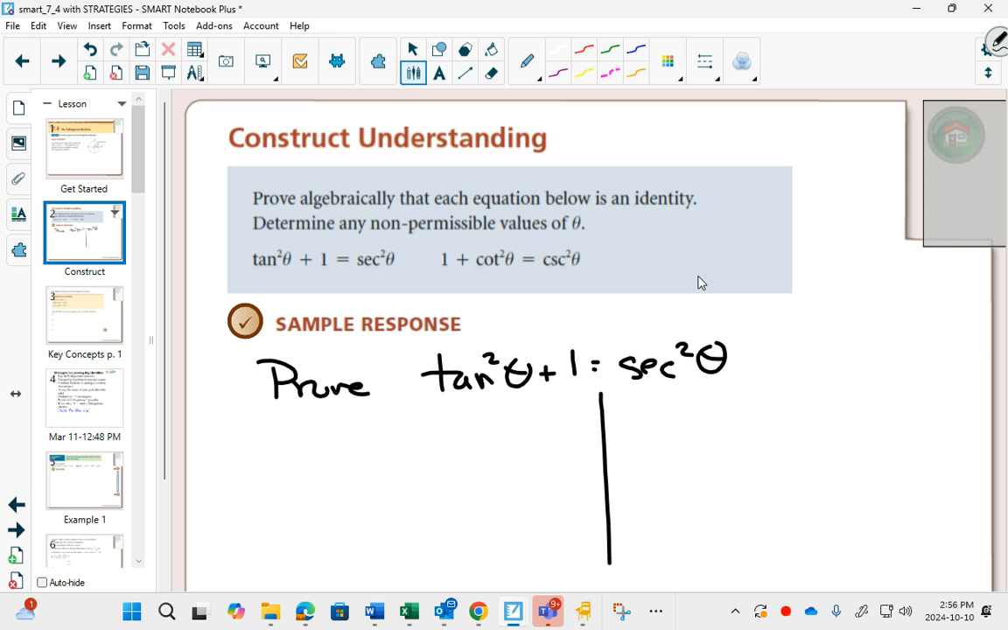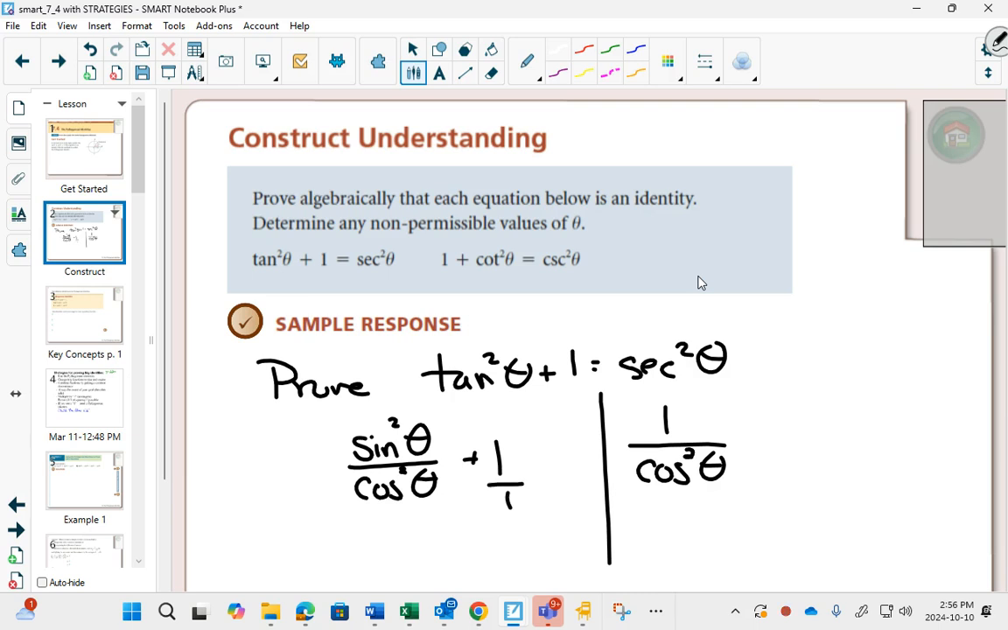So our very first strategy is, can you change things to sine and cos and get a single fraction on both sides? Now, if tan of theta is sine of theta over cos of theta, then tan squared of theta is sine squared of theta over cos squared of theta. And if secant theta is 1 over cos, then secant squared theta is 1 over cos squared theta. And we want to get a single fraction on both sides. This side has 2 fractions being added.